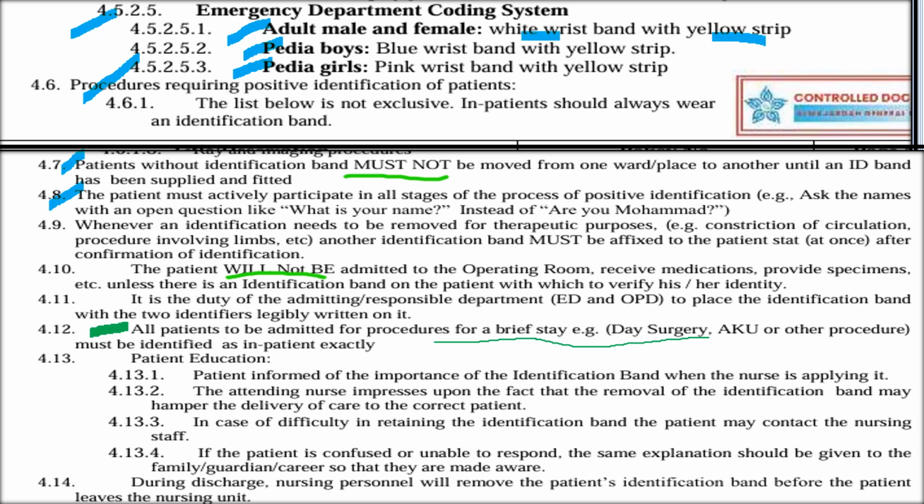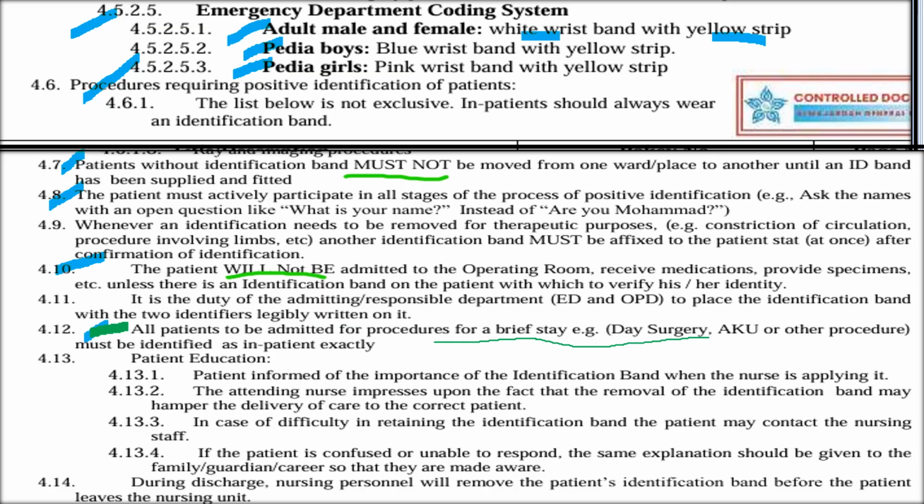Now, the patient must actively participate in all stages of the process of positive identification, and we usually use the open-ended question instead of the closed-ended question. So we have to ask the patient's name, like, what is your name, rather than, are you Muhammad? Now, the patient will not be admitted to the operating room, receive medication, or provide specimen, unless there is an identification band on the patient with verifying his identity.